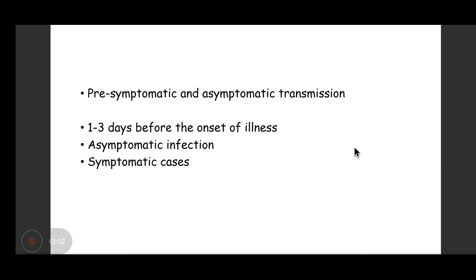Pre-symptomatic and asymptomatic transmission is also seen. So the transmission is not only by the cases; pre-symptomatic cases and asymptomatic cases can also transmit the infection. Pre-symptomatic means 1 to 3 days before the onset of illness, the patient is perfectly fine, he has no symptoms. Symptoms are yet to develop, but still he can transmit infection to others. And some people are completely asymptomatic, they do not develop symptoms at all, but still they transmit infection to others. And symptomatic cases can obviously cause infection too.